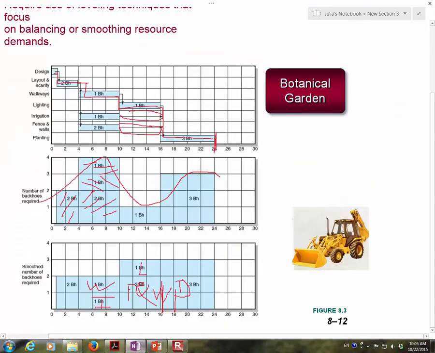If you look back, in the past we used to have this one as the critical path. If you move fence and walls to this area, fence and walls will become a critical activity too.